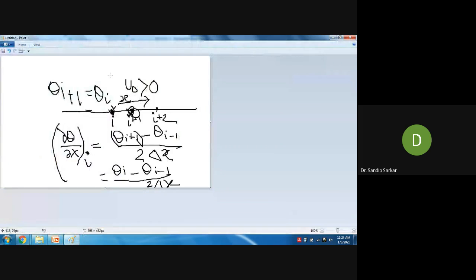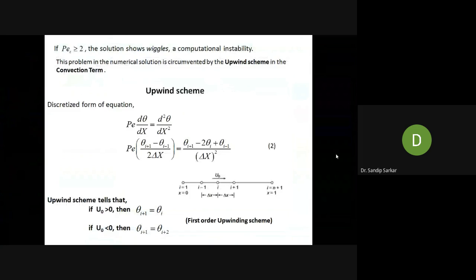Similarly, if the velocity is along this direction, if u0 is less than 0, velocity is along this direction. So in that case, your theta I plus 1 has to be taken from its upstation value. Upstation is theta I plus 2. That means you have to replace it as theta I plus 2 minus theta I minus 1 by 2 delta x. Is that clear now? This is very important. Is that clear? Yes, sir, it's clear. Okay, so it is very easy.